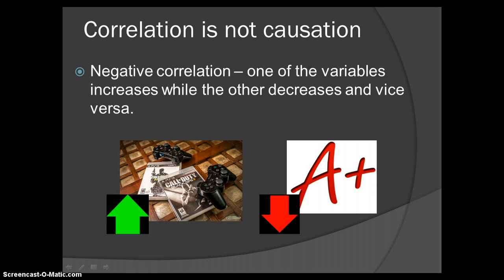A negative correlation is when one of the variables increases while the other decreases, and vice versa. So the more hours you spend playing video games, the lower your grade will be.